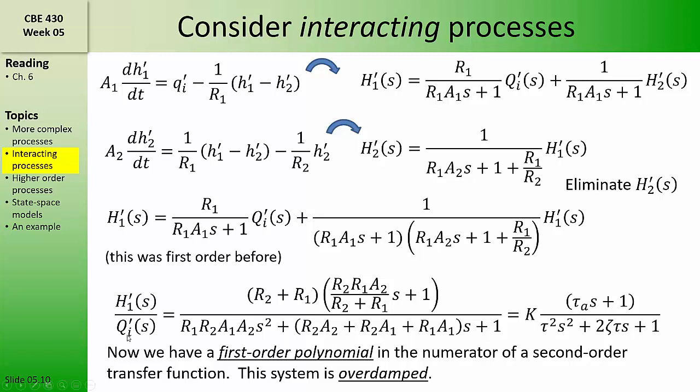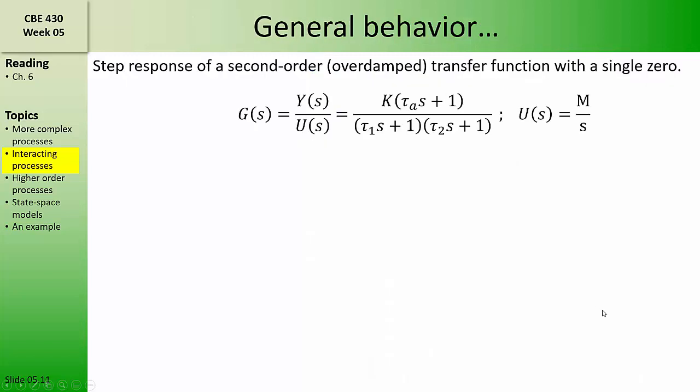Remember that in our original model, the relationship between H1 and Qi was a first-order transfer function. Now we have a much more complicated second-order transfer function with numerator dynamics. Let's generalize the behavior of this second-order transfer function with a first-order polynomial in s in the numerator and find out how these systems behave with respect to step input changes.